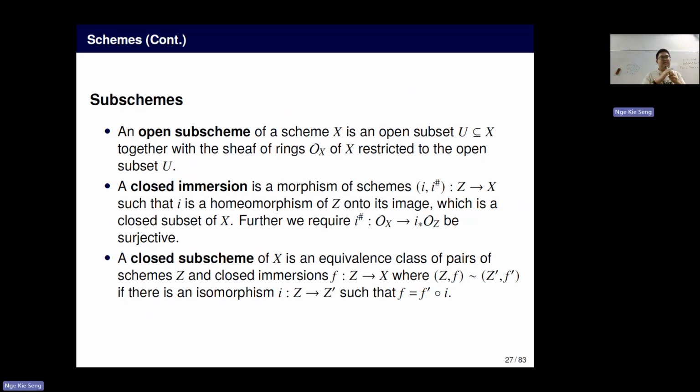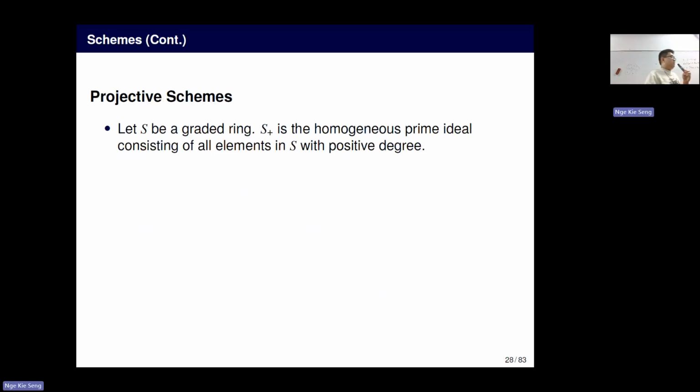And finally, we can define a closed subscheme as an equivalence class of pairs of schemes and immersions, where they are equivalent if there is an isomorphism from Z to Z prime such that it is also compatible with f and f prime.